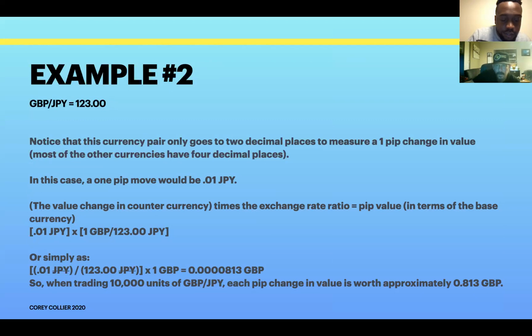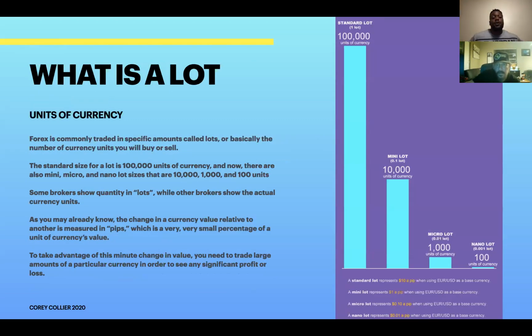Now, what is a lot? Again, I want to cover this in depth for you guys, right? A lot is, again, that units of currency, okay? The standard lot size is 100,000 units. The mini is 10,000. The micro is 1,000. And we don't deal with any brokers that let us trade the nano lot sizes, but believe it or not, there are brokers out there that let you trade 100 units of a currency. Some brokers show quantity and lots, while other brokers show the actual currency units themselves.